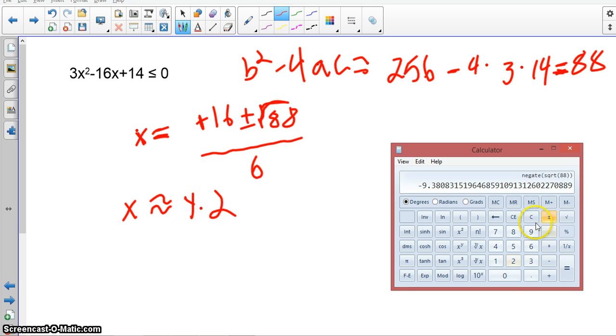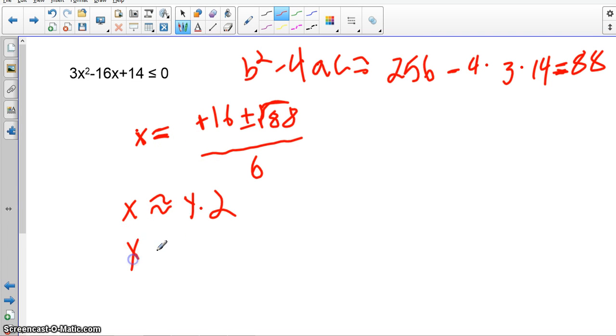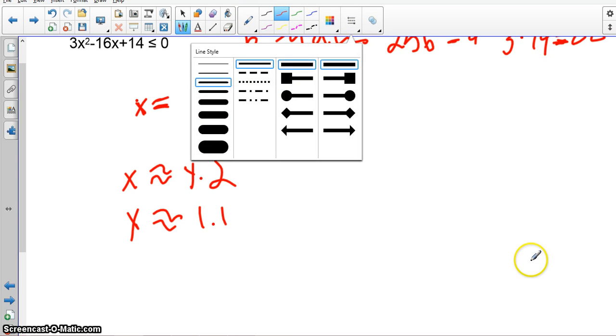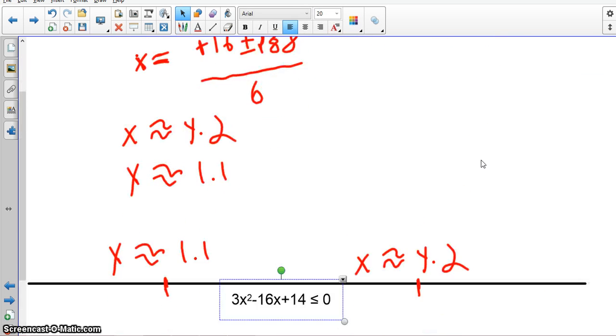So the way I'm doing this here, I got to negate it. This is the way that the calculator just said it. So make it opposite sign. So that's minus the square root of 88 and 16. Okay, all divided by 6, and so we got 1.1. So the two solutions are approximately 1.1 and 4.2. Alright, so there we go, there's our two answers.